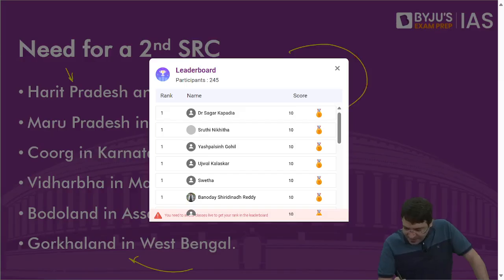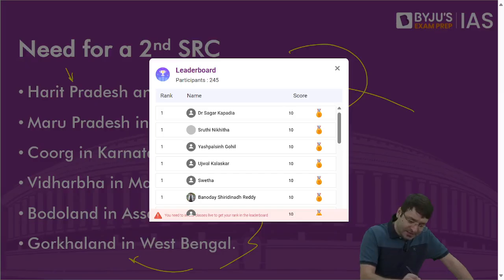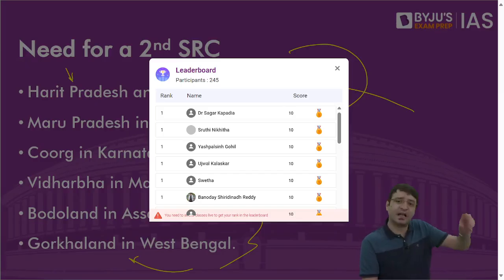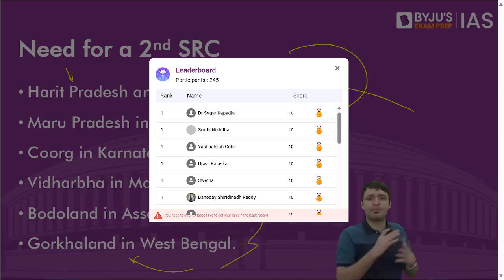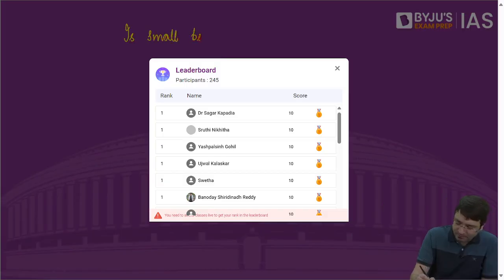Despite these different demands coming from different parts of the country, this is where experts say we need a second States Reorganization Commission. Just like we had the first States Reorganization Commission in 1953, which gave its report in 1955, on the basis of which the States Reorganization Act was passed in 1956, we need a similar commission now because there are these demands coming from different sections of society. And we also need to understand, is small beautiful?